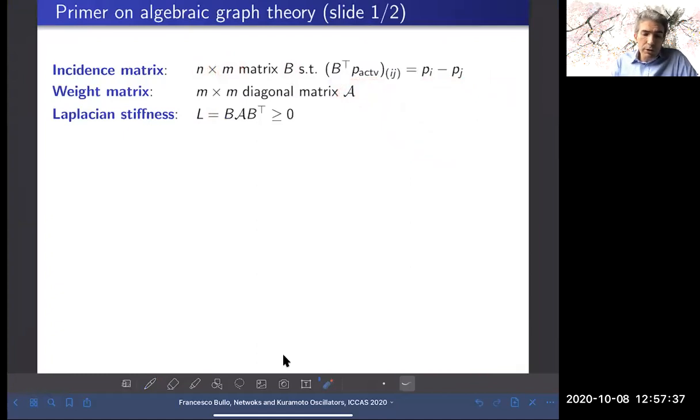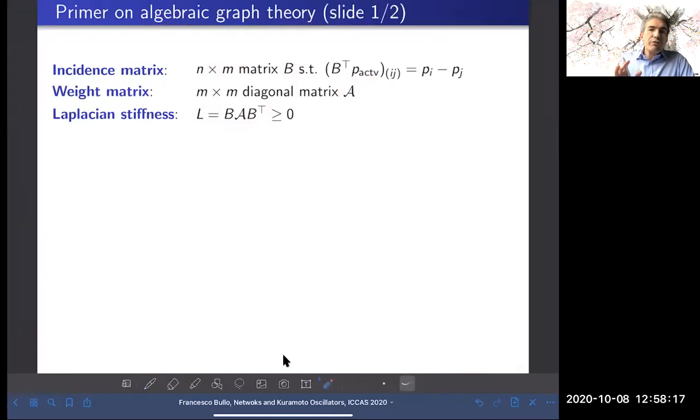And finally, it's well known from algebraic graph theory that for an undirected graph, such as the one we are discussing right now, if you combine incidence and weight matrix in this particular product, you obtain the famous Laplacian stiffness matrix, also called Kirchhoff matrix at some point in time. This matrix is known to be positive semi-definite. Now, algebraic graph theory gives us a lot of really elegant and powerful tools in order to understand this type of problem. So early on, when I said I want to relate function to structure, well, the structure will be formalized using algebraic graph theory.